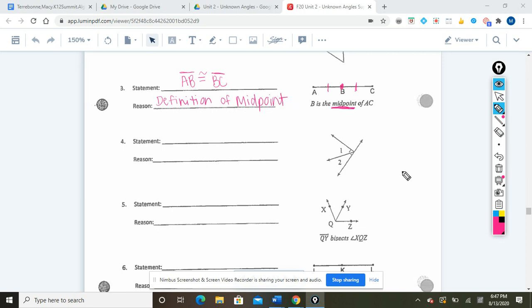Definition of midpoint. We know the word midpoint means a point that bisects a segment in 2 equal pieces. So that's how we could say these were congruent. All right, the next one.